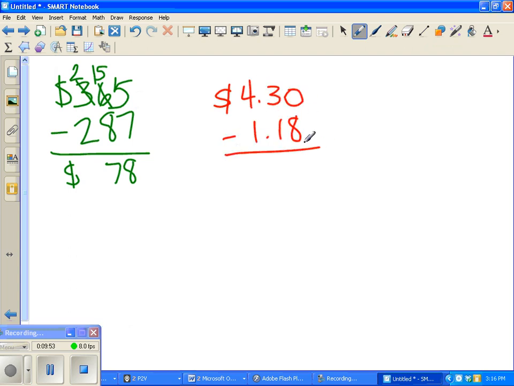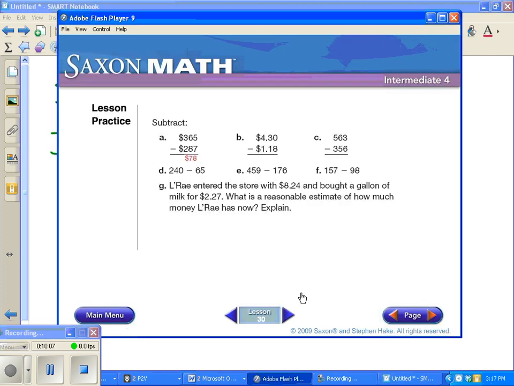Now $4.30 minus $1.18. Here we go. 0 minus 8. Can't do it. Let's do some borrowing. 10 minus 8, 2. 2 minus 1, 1. Stop, drop, decimal point, 4 minus 1, 3, dollar sign.